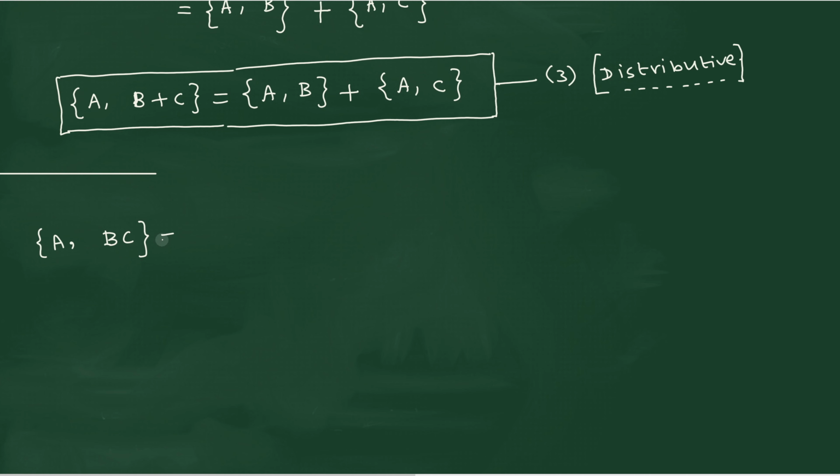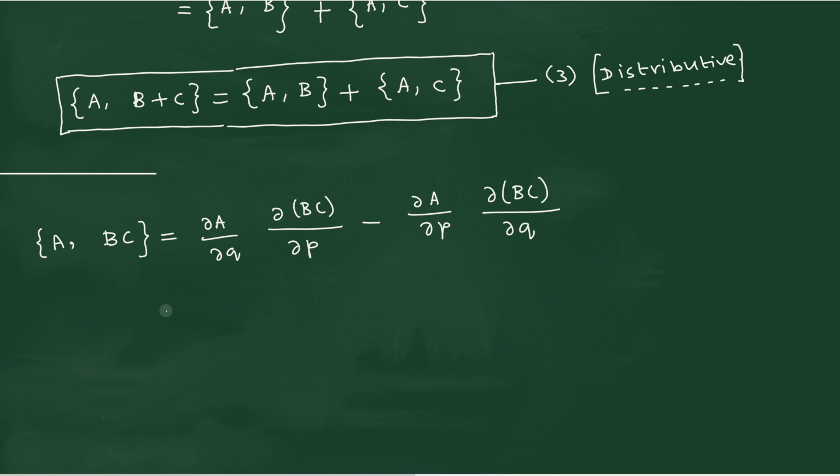So here the procedure is once again the same. You'll always have to start with the definition. So let me quickly write down the defining equation: dou A divided by dou Q, then dou of BC divided by dou P minus dou A divided by dou P multiplied by dou of BC divided by dou Q. So here, now you have to use the product rule.